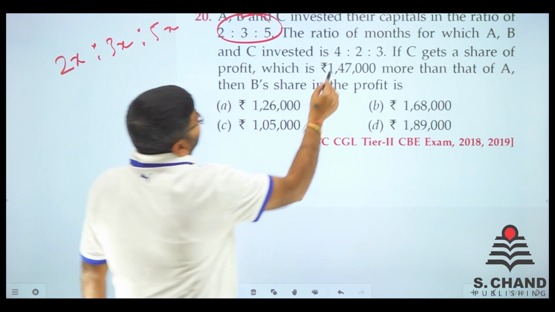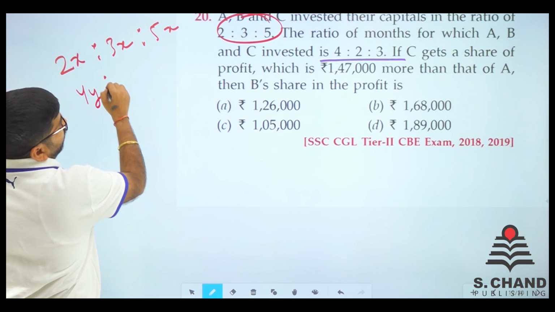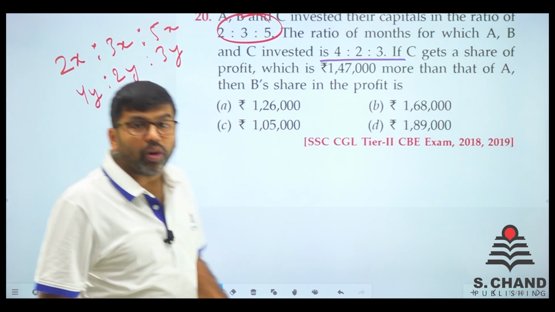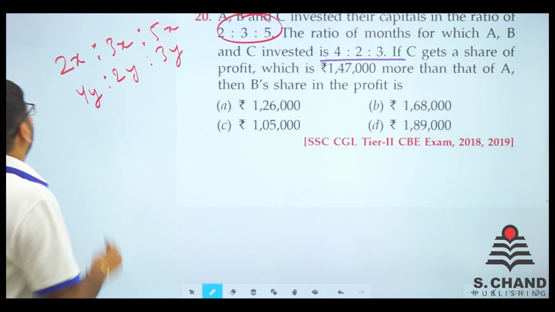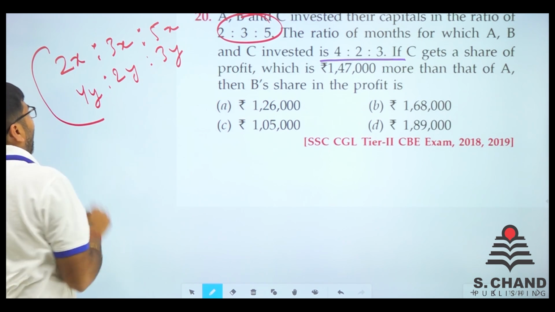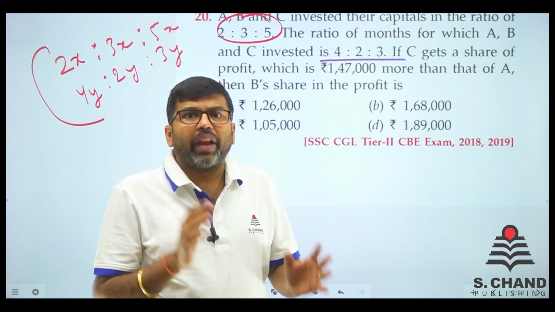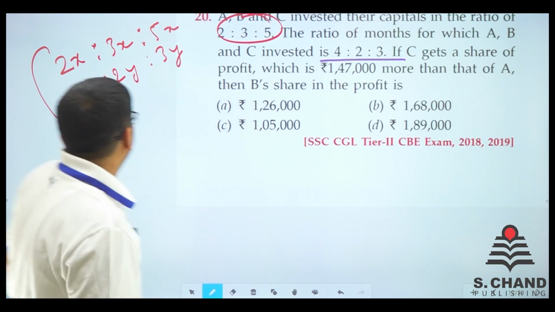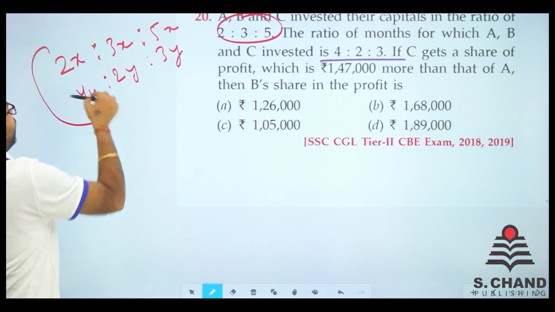And this is the time. So let's suppose 4y is to 2y is to 3y. Why should we do that? Because we don't know the exact time. This is just the ratio. So when you multiply these two, you will get the actual share of profit. That means profit is divided between A, B and C in what ratio. So for that ratio, we generally multiply the capital into the time.